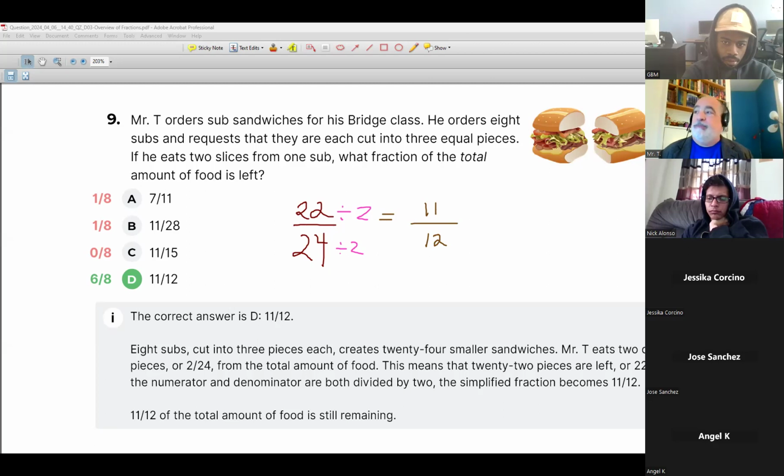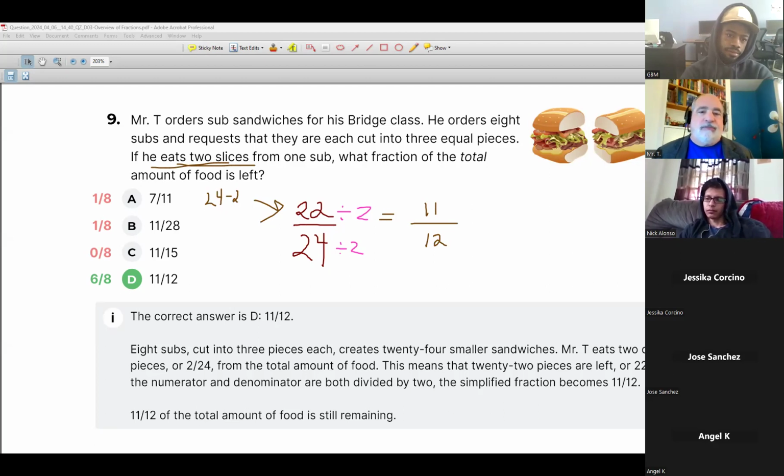Wait, how did you get the numerator? The 22, because we had 24 to start with, right? 8 times 3 was 24 pieces, but it says I ate 2 of them. So I ate 2. That makes sense. So I have 24 total minus 2 that I scarfed down, and that gives me 22.